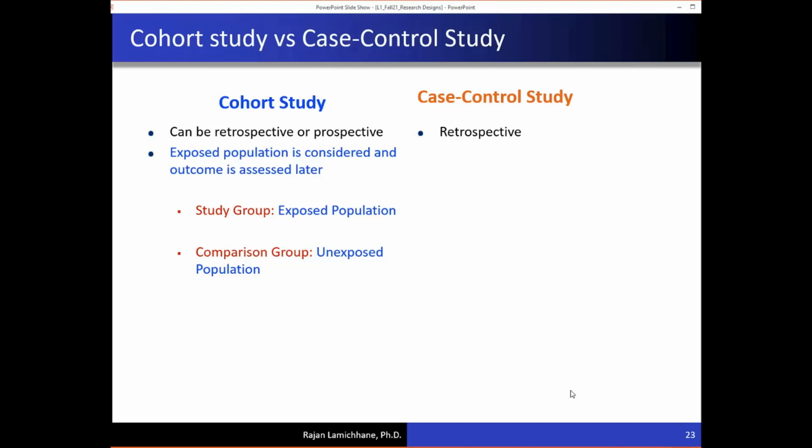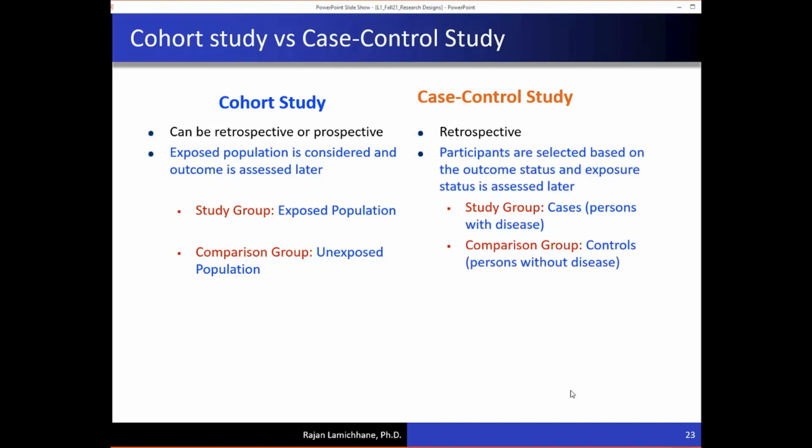In case control study, you always start with cases and control, then you look for the exposure. So in case control study, the study group are the cases, while in the cohort study, the study group is the exposed population. And the comparison group in the cohort study is the unexposed population, while it is controls in the case control study.